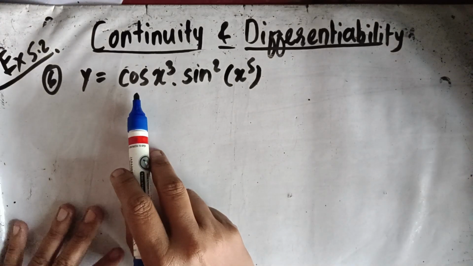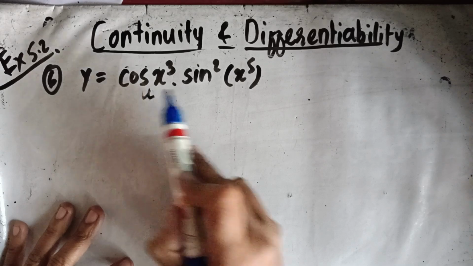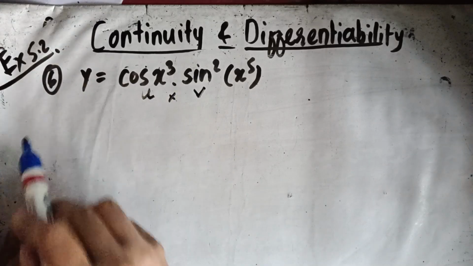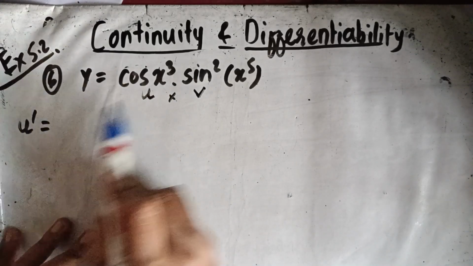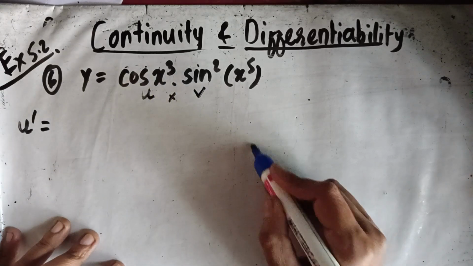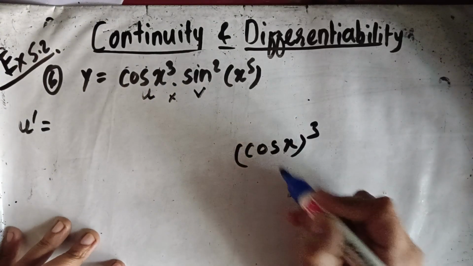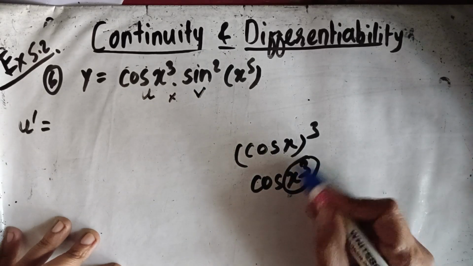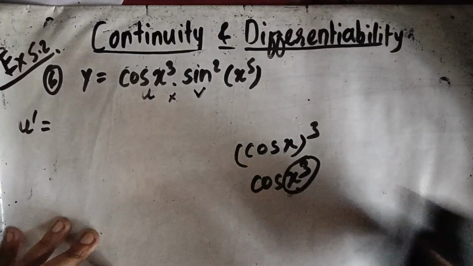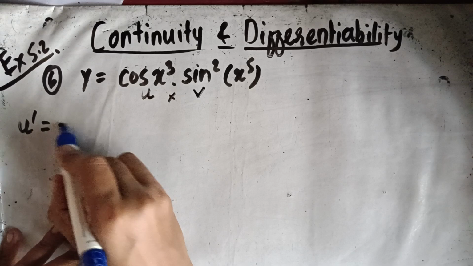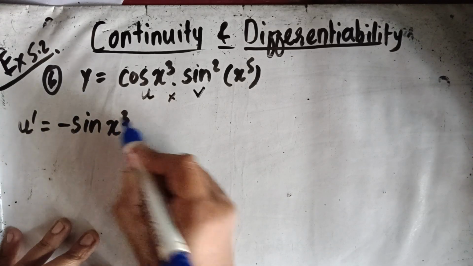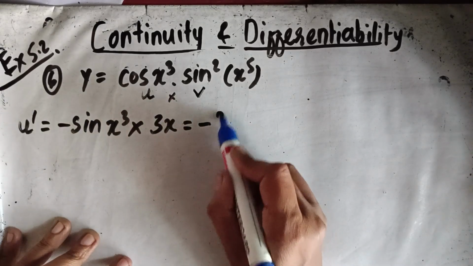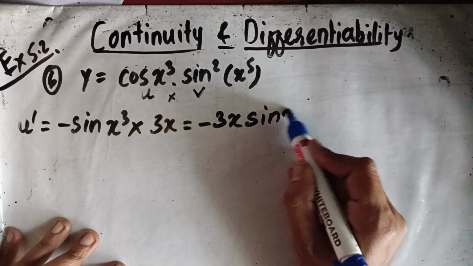Next question. Here we have u into v, so u dash v plus v dash u. Find u dash first: cos of x cube. Here it is not cos x the whole cube; this is different, the cube is for the x. So the derivative is minus sine of x cube into the derivative of x cube, that is 3x square, so we get minus 3x square sine of x cube.